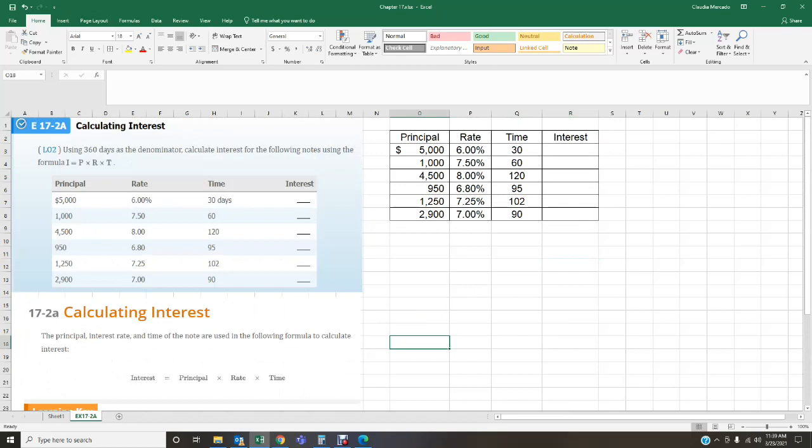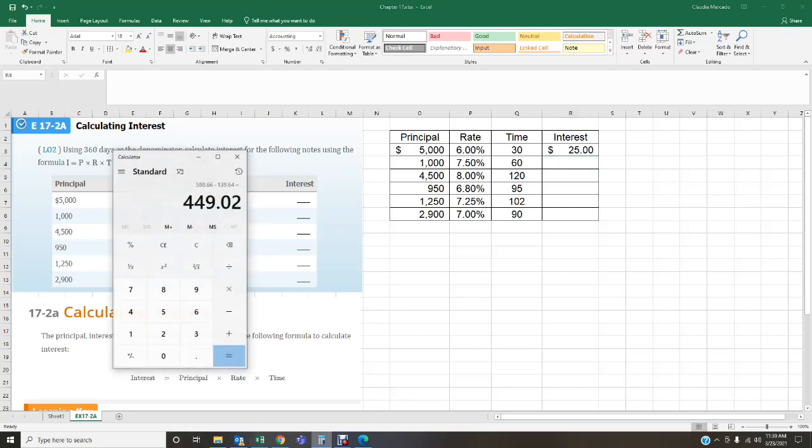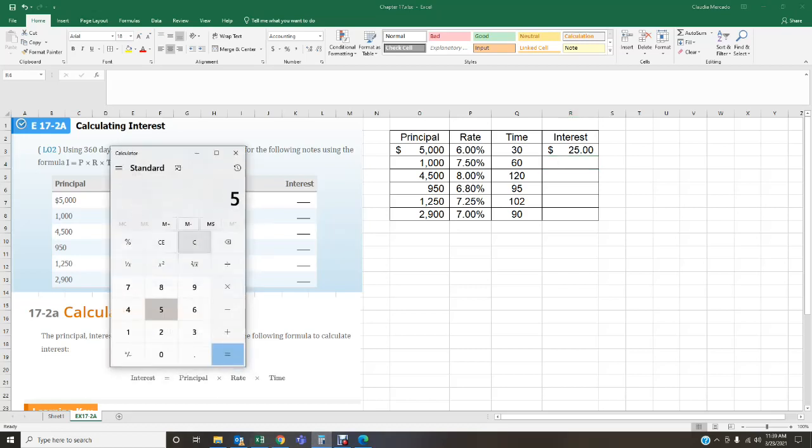Once you get the first formula down, it should be a piece of cake because it's a repeat, okay? What we're doing is we're going to get the principal times the rate times the time. Now, for the time, you're going to get the number of days that have passed. In this case, it's 30 days. And I'm going to divide by 360, okay? And that gives me $25, okay? So if we were to do it in a calculator, it would be the 5,000 times the 6%, okay, times 30 over 360, and that would give me $25, okay?